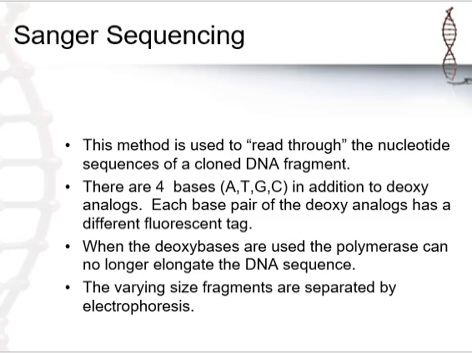The gold standard for looking for specific changes in genes is known as Sanger sequencing. This method uses read-through of the nucleotide sequence of a cloned DNA fragment. There are 4 bases, A adenine, T thymine, G guanine, and C cytosine, in addition to deoxy analogs of all these 4. Each deoxy analog has a different fluorescent tag. When the deoxy bases are used in the polymerase, they can no longer elongate the DNA sequence.